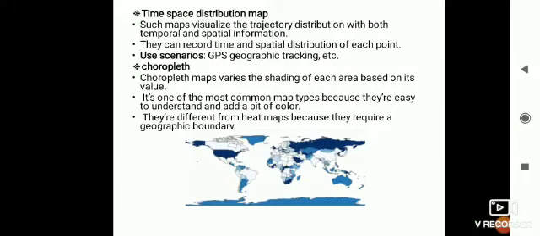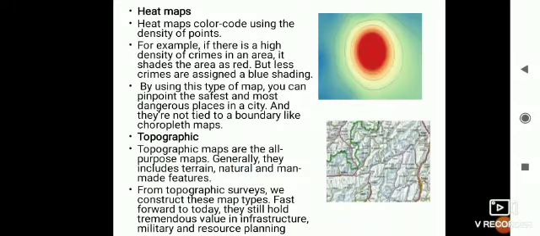and choropleth map. Maps vary the shading of each area based on its value. It's one of the most common map types because they are easy to understand and add a bit of color. They are different from heat maps because they require a geographic boundary.